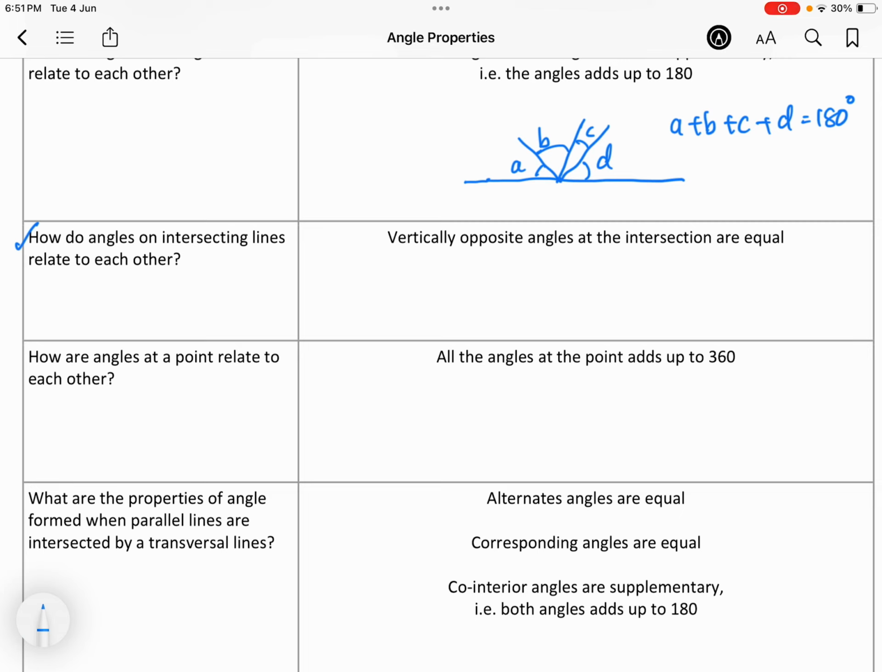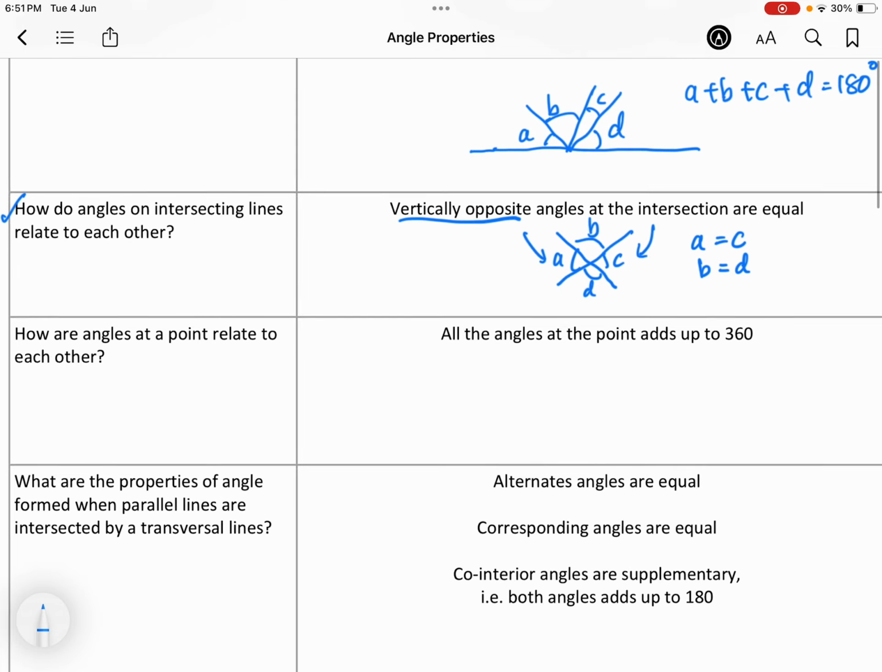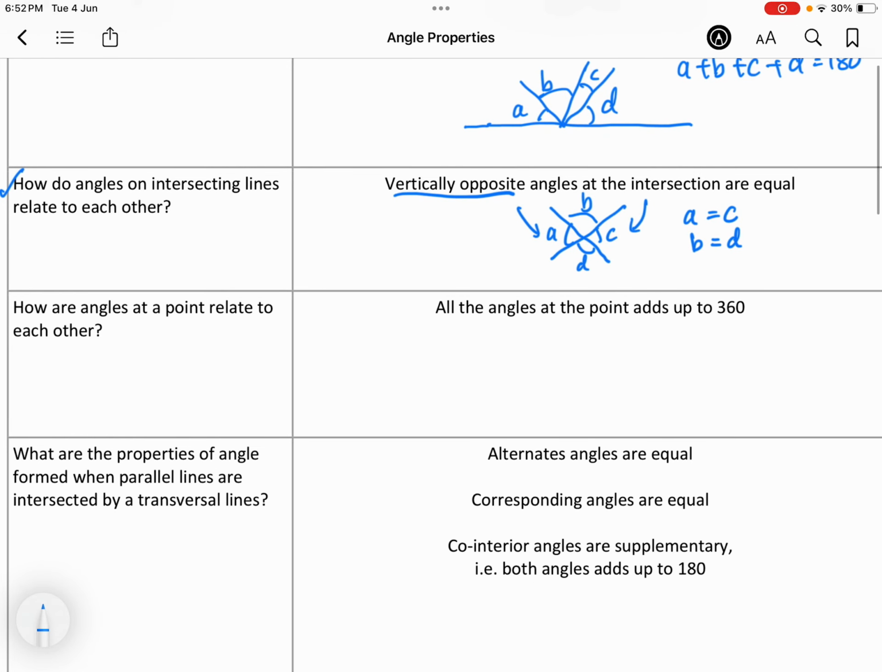Next one, how do angles on intersecting lines relate to each other? Let's say you have 2 intersecting lines, it makes 4 angles. Let's say I label them A, B, C, D. It says vertically opposite angles, so that means opposite would be A and C, they are equal. But we also have another pair, which is B and D. They are opposite as well, so these pair of opposite angles are equal. We say vertically opposite angles.